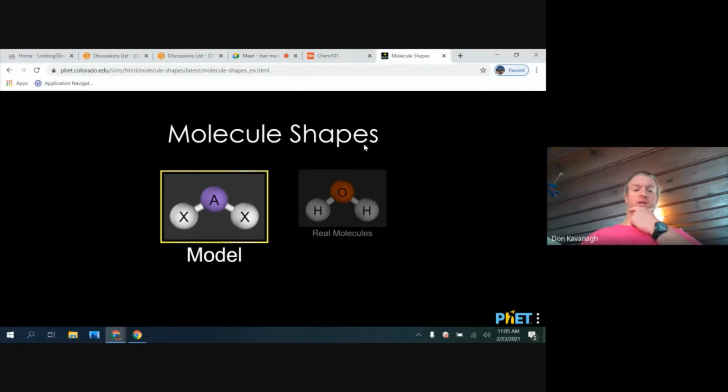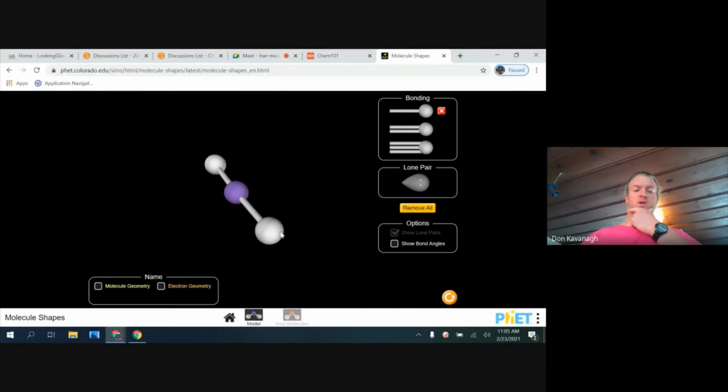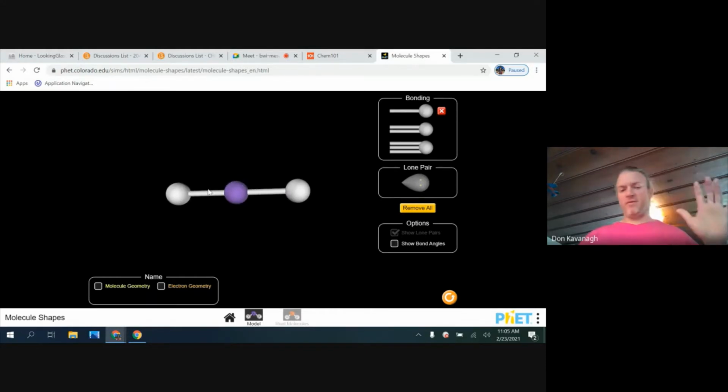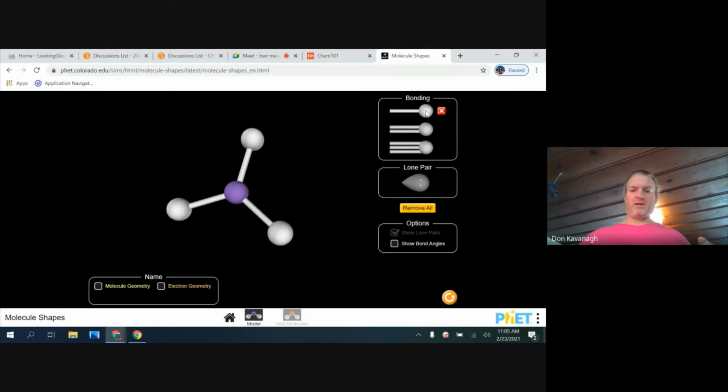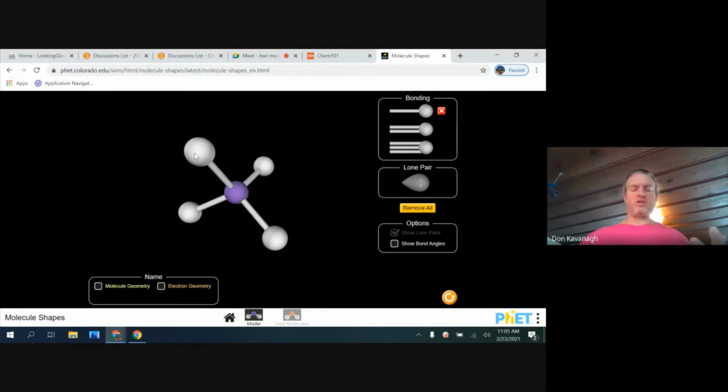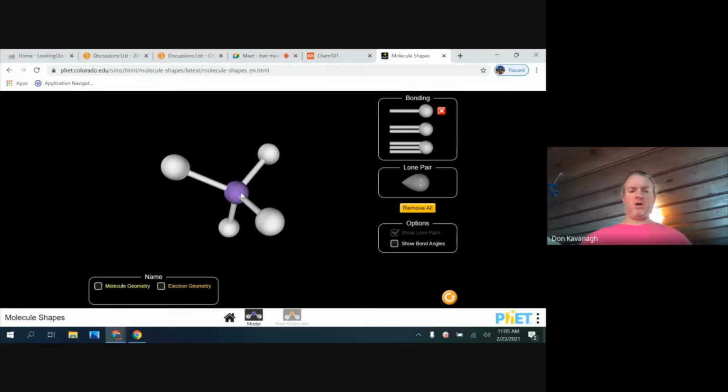So we're in what's called molecular shapes and real molecules or model. In this model sandbox right here, we can start with just a central atom, and we can add stuff to it. For example, here we have a central atom, and we don't know what this atom is, it could be anything. Let's imagine this is carbon in the center, and we're adding CH4. So this is a molecule, CH4, carbon in the middle, hydrogen on the outside here.